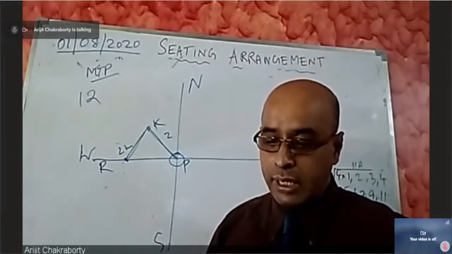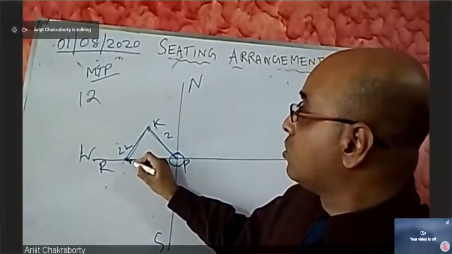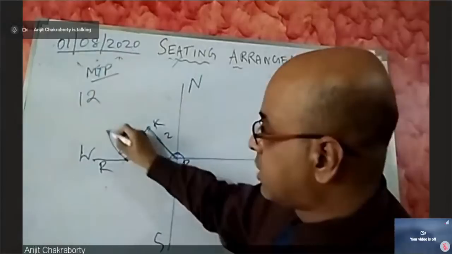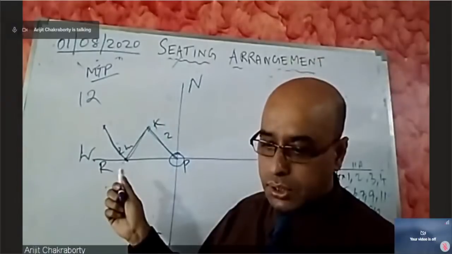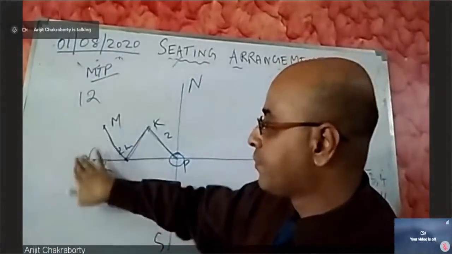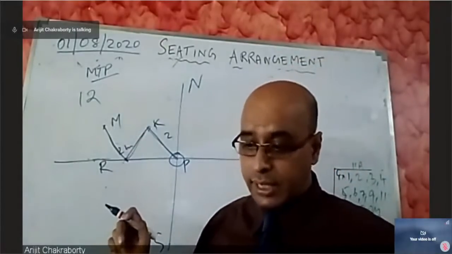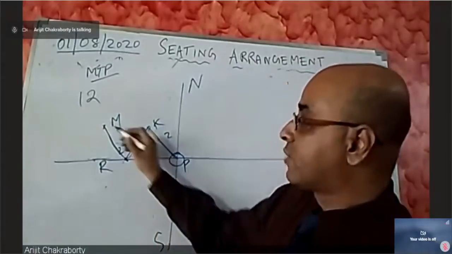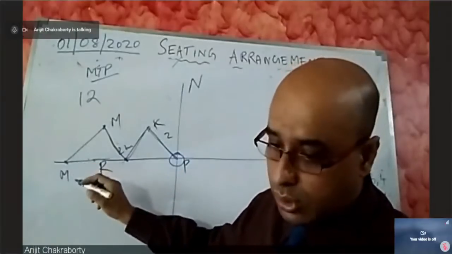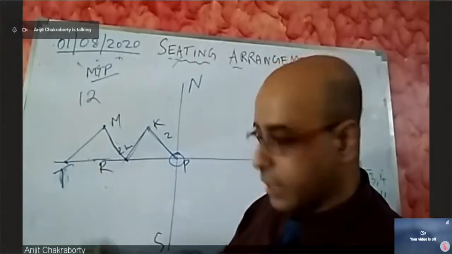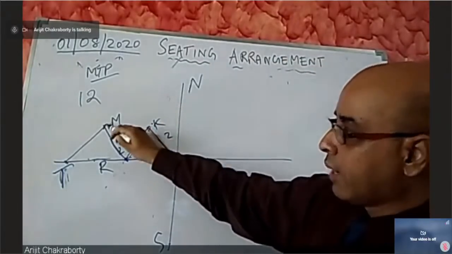M is another place located 2 kilometers in the northwest direction from R. So from R we go northwest again, another 2 kilometers. This brings us to M. Now T is another place located 2 kilometers in a southwest direction from M. This brings us to the point T. So we started from P, went to K, then R, R to M, M to T.